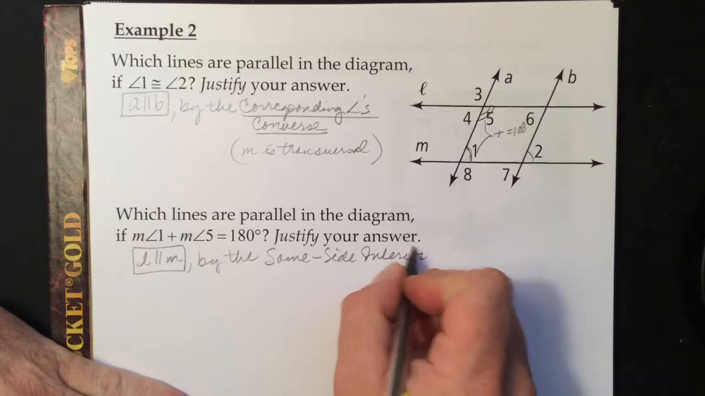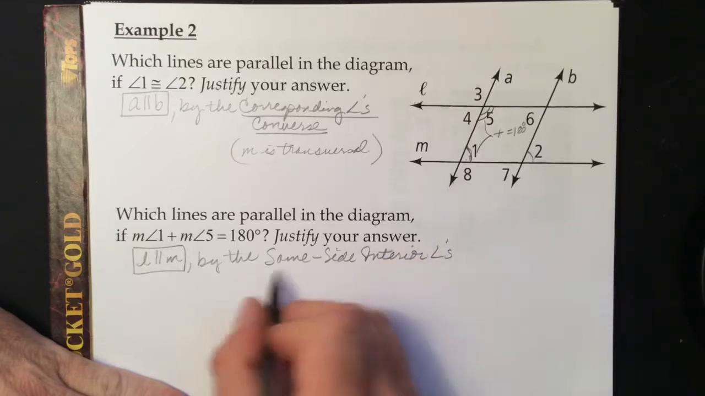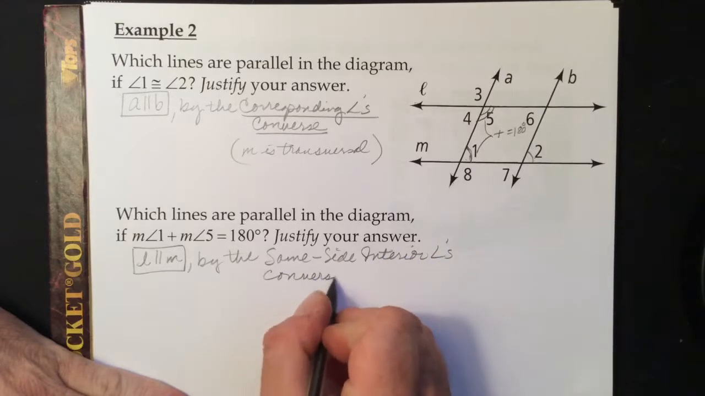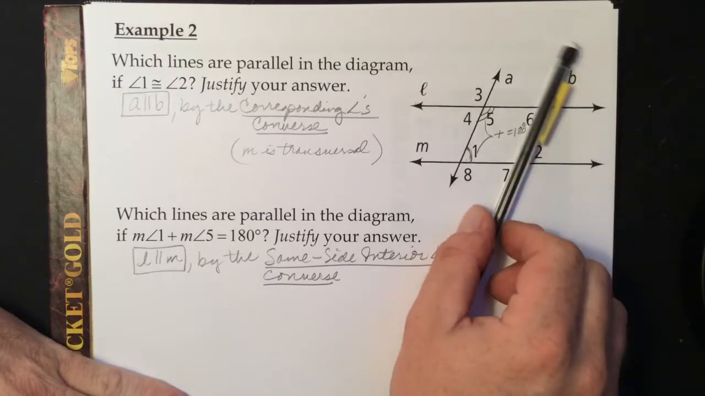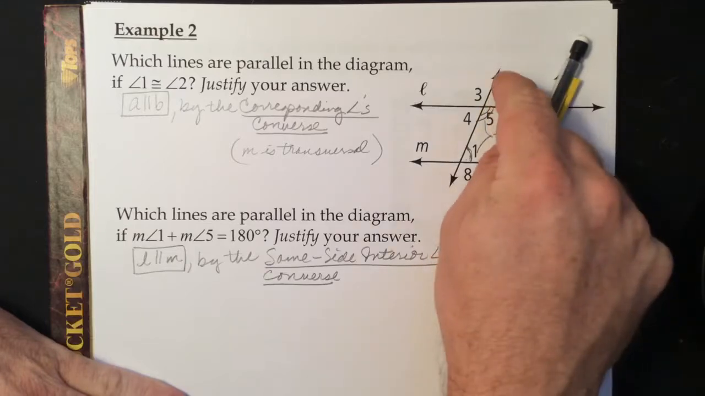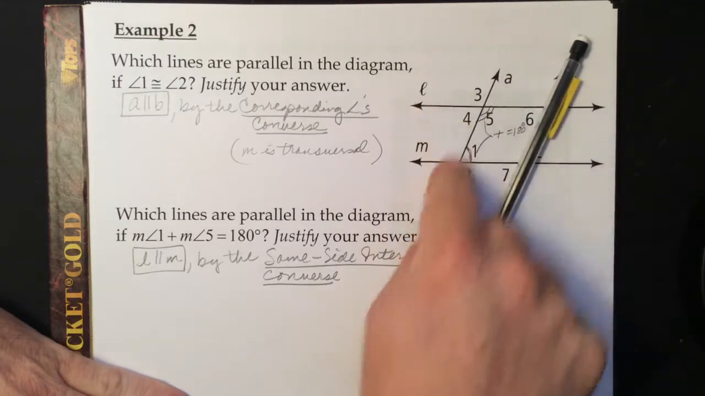By the same side interior angles converse. And the transversal happens to be line A here. It's cutting the two lines.